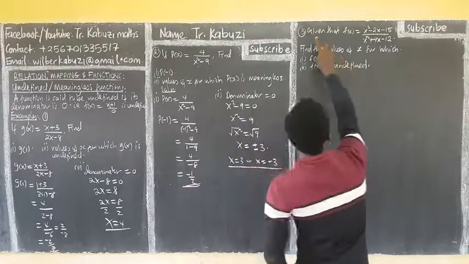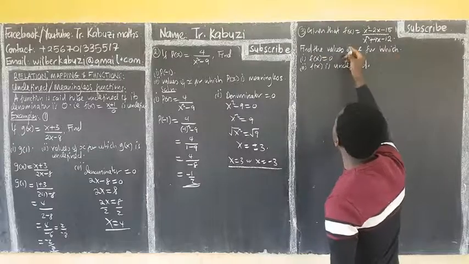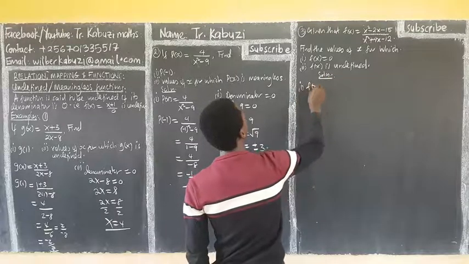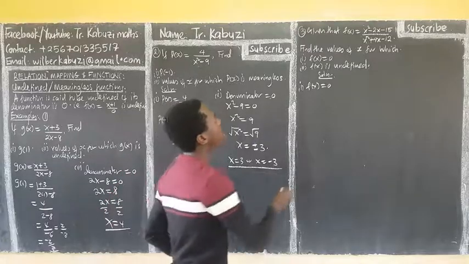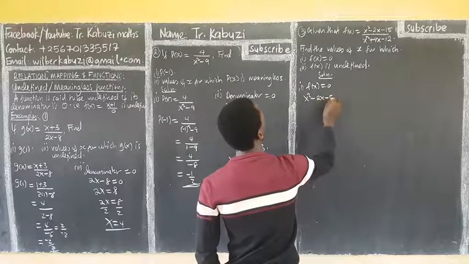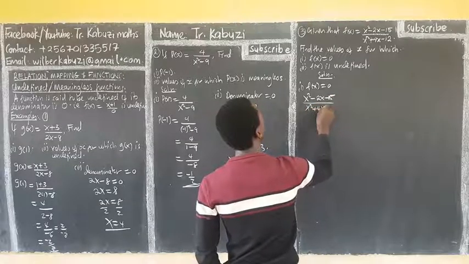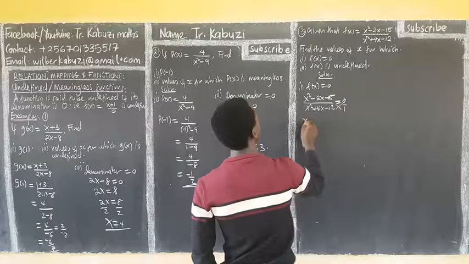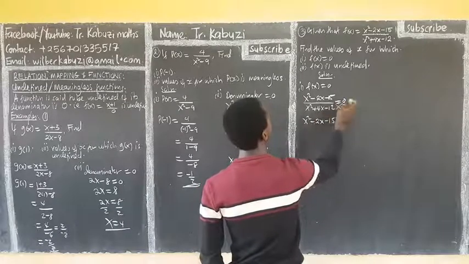Okay, given that f of x is this over this, find the values of x for which f of x is 0. Now this is different. Roman 1 is different. They're telling us that f of x is 0, which means it's the function which is 0, not the denominator. So we equate our function to 0, and we just cross multiply. This gives x squared minus 2x minus 15 equal to 0.